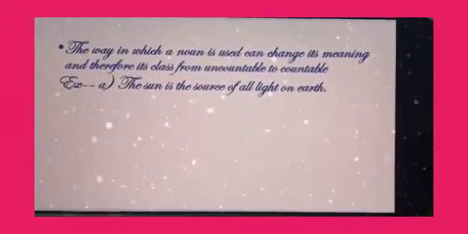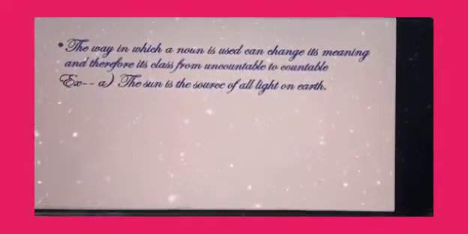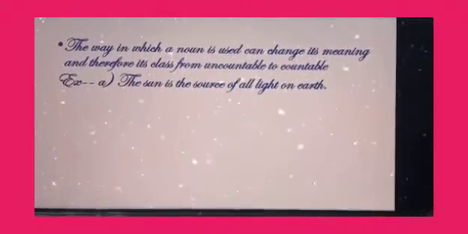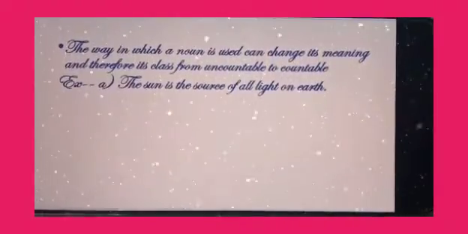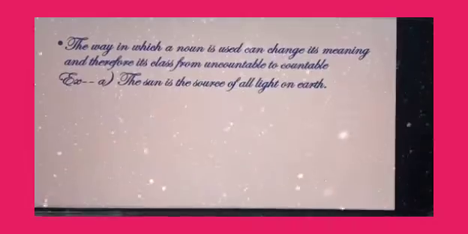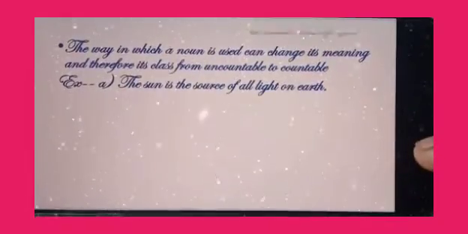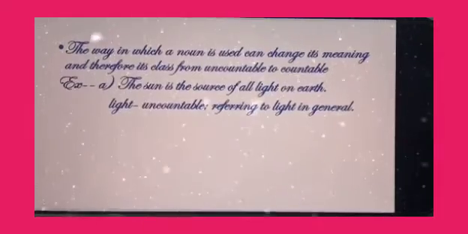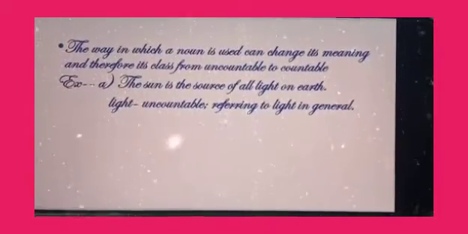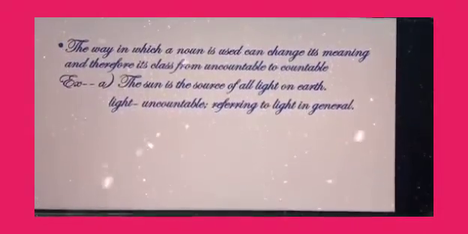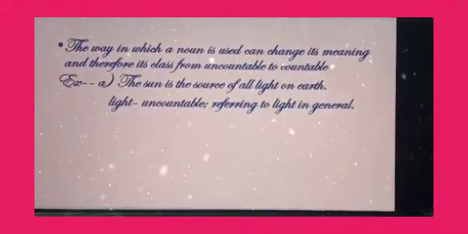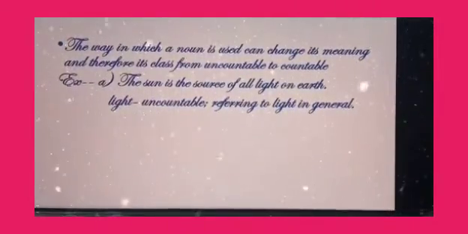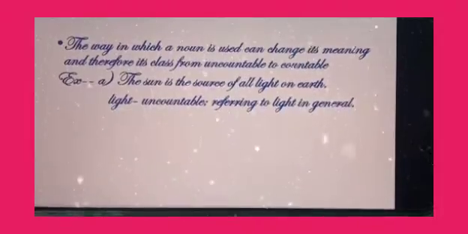The sun is the source of all light on earth. Means the sun is giving light to the whole earth. Light. In this sentence, light is an uncountable noun because it is referring to light in a general way. It is for all. So it is an uncountable noun.